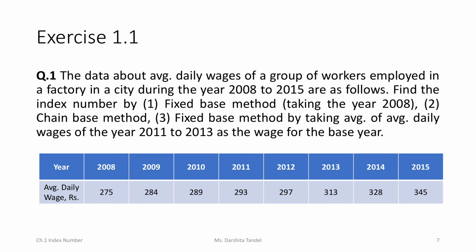Exercise 1.1, Question 1. The data about average daily wages of a group of workers employed in a factory in a city during the years 2008 to 2015 are as follows. Find the index number by first, fixed base method; second, chain base method; third, fixed base method by taking the average of average daily wages of the years 2011 to 2013, meaning 2011, 12 and 13, as the wage for the base year. Here year-wise wages are given. Now solution.